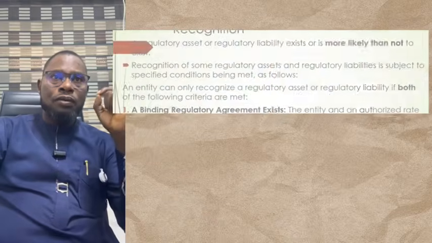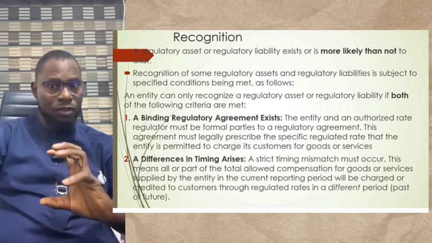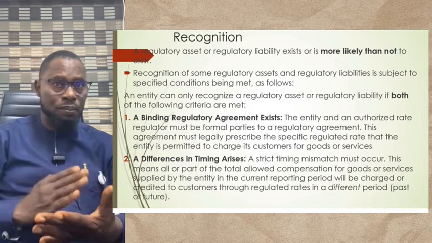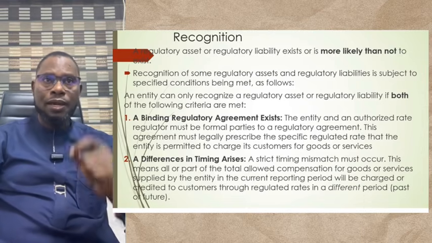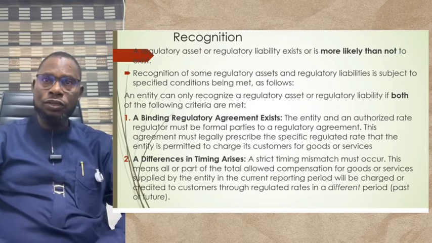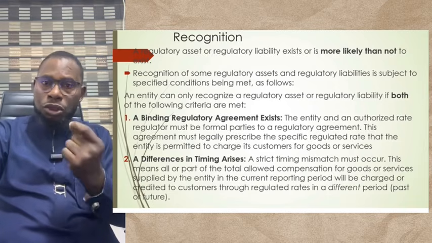Now, recognition of some regulatory assets and regulatory liabilities is subject to specified conditions. Some of them have conditions that must be met. Let's look at these conditions. We say an entity can only recognize a regulatory asset or regulatory liability if both of the following criteria are met. So both of these conditions must be met.